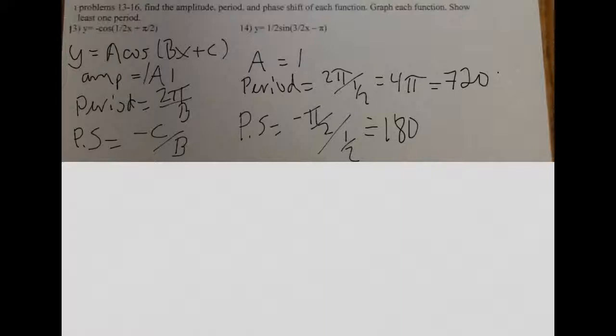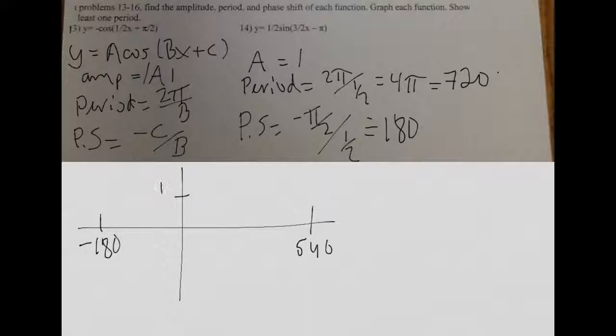Okay, so now we're going to set up our graph here. We're going to be starting on the negative side at negative 180. We're going to add the whole period, because that's where it's going to stop, or one whole shift of the graph. So negative 180 plus 720 is 540. We know we need to go up 1, down negative 1 for the amplitude. Now we need to find the ones in between, so I'm going to add those two and divide in half, get the average. That's 180.